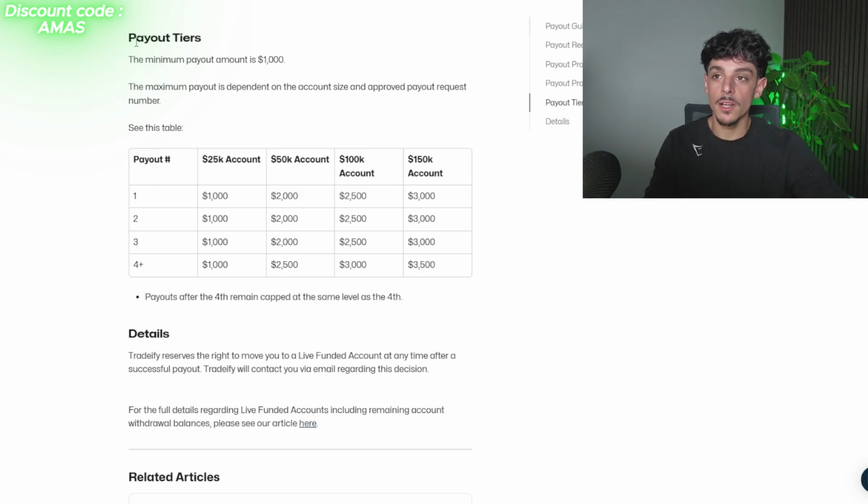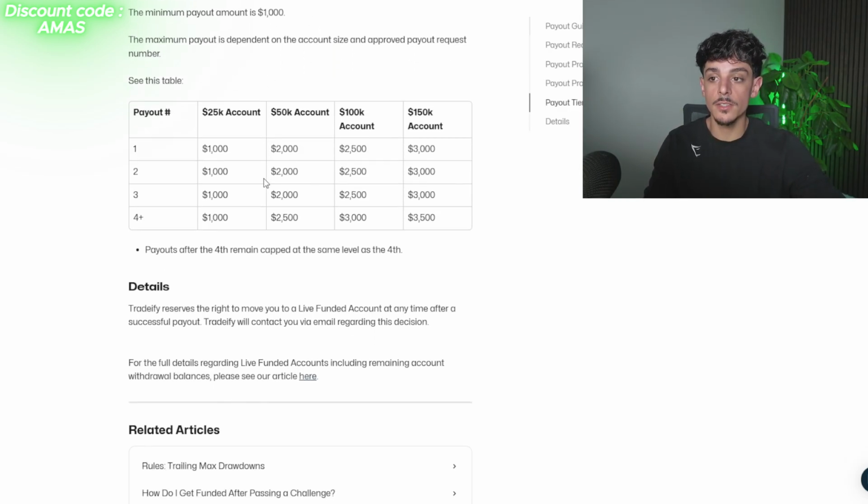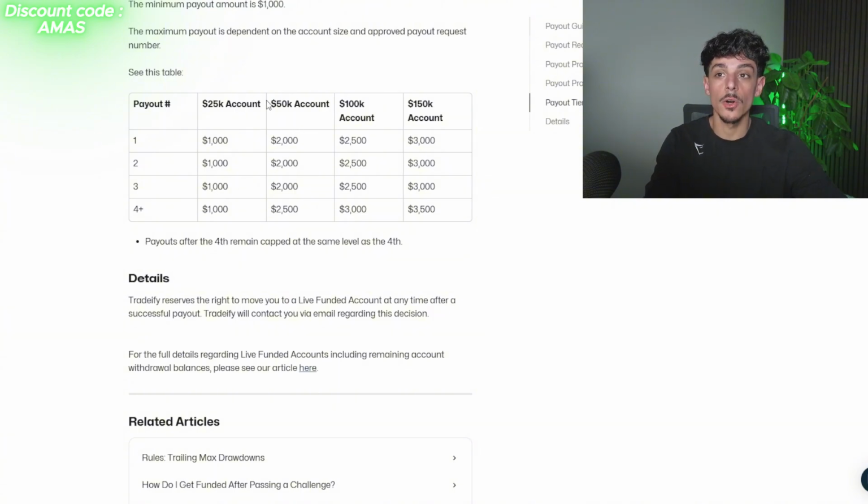Now let's take a look at the payout tiers here. The minimum payout is $1,000 on straight to sim funded accounts. You can have up to 4 payouts on a straight to sim funded account before getting put into a live account. On your first 3 payouts on a 50K account, it will be $2,000 payouts, and then on your fourth, it will be a 2.5K payout.